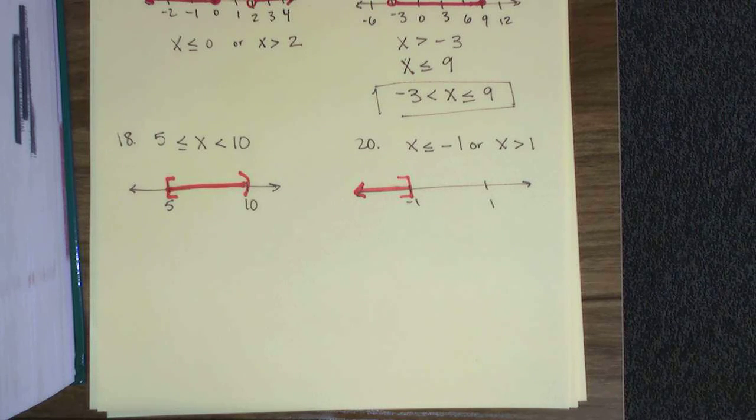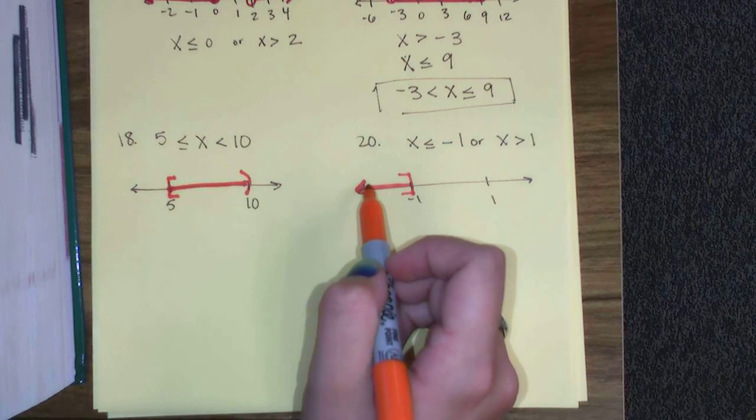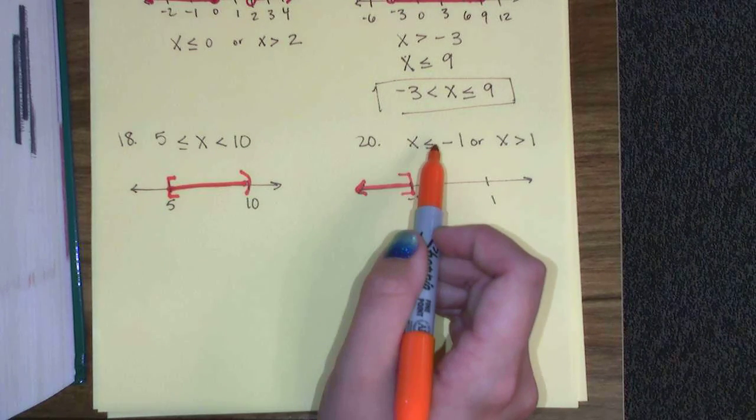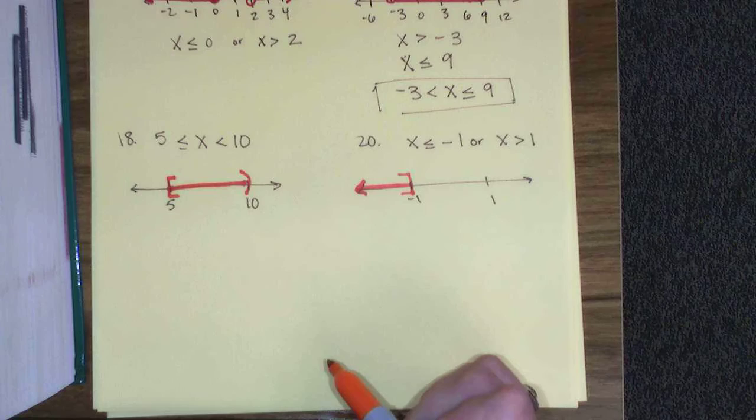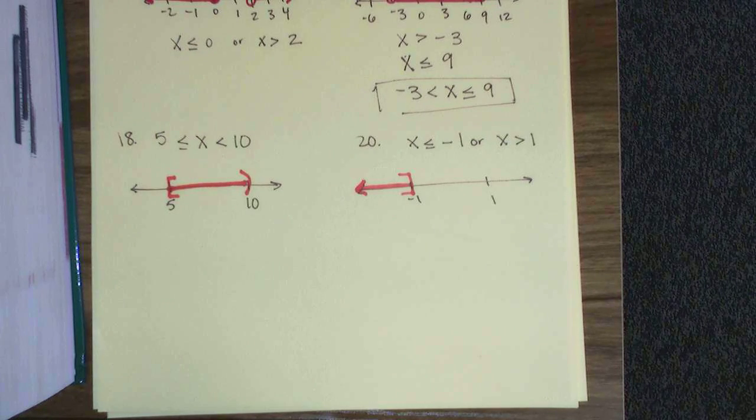If you're ever in doubt about which direction it's going, plug a number in your colored in space and see if it's true. So plug in -3. -3 is less than or equal to -1, so I know I'm good. That's an and problem, because x is greater than 5, but it's also less than 10. And what happens at the 1? Parentheses to the right.